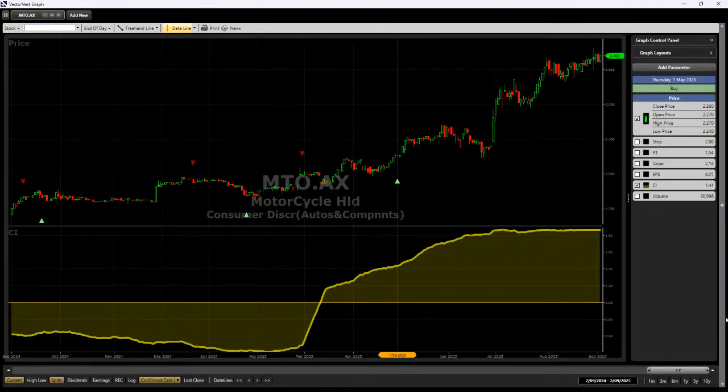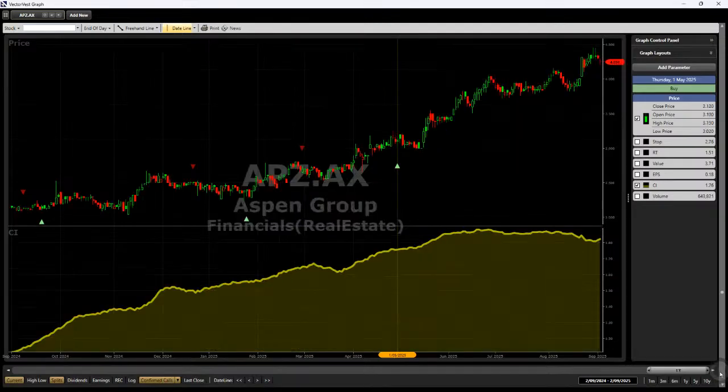Next one here, wow. Now this one, we hit it out the park. Motorcycle holding, my goodness, look at this. 1 May, we identified those turning points on CI. Here they start picking up. Price is 226. What's the price now? 370. Not bad at all. And this one here, look at that.